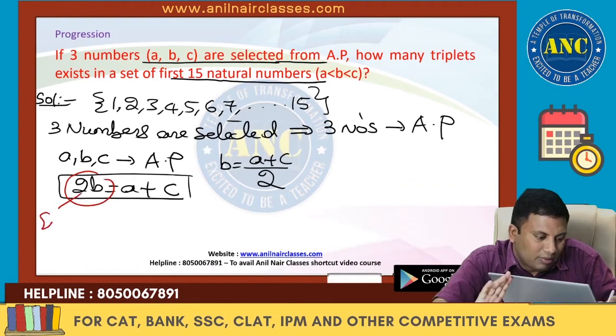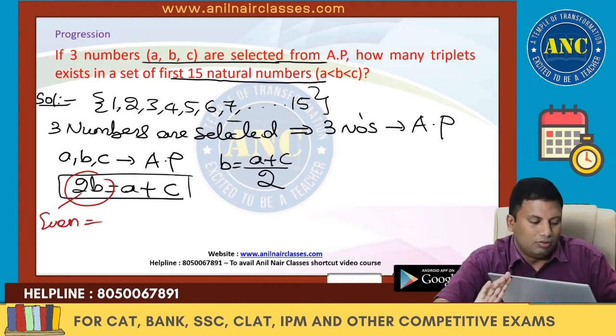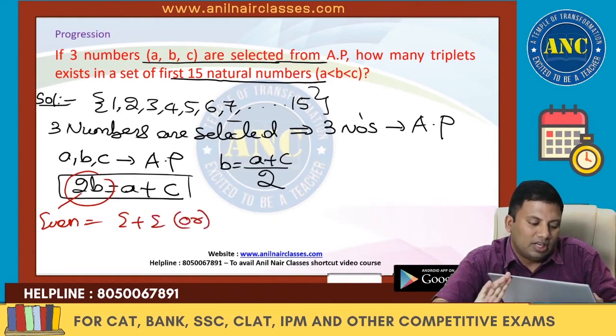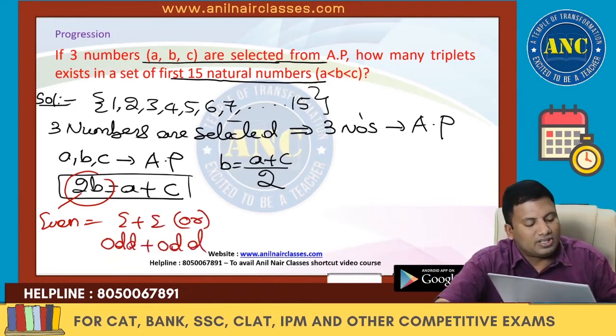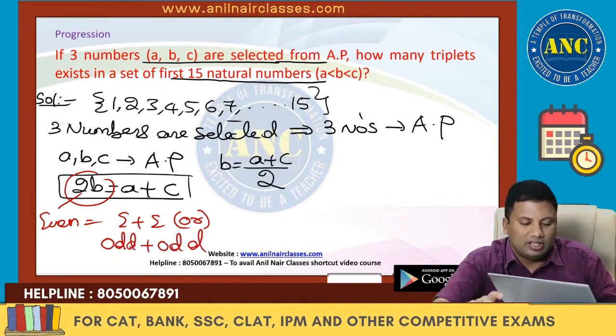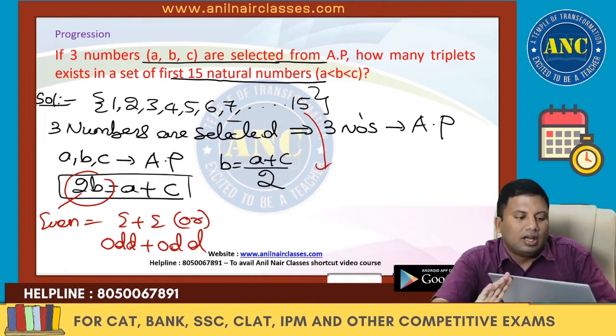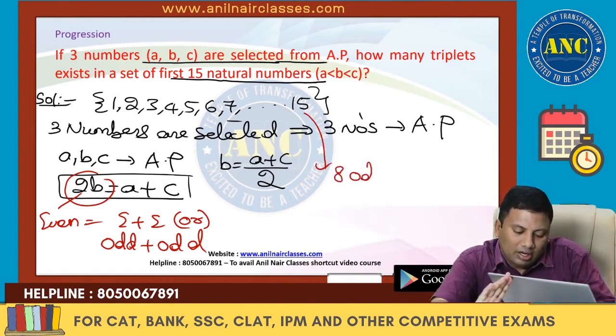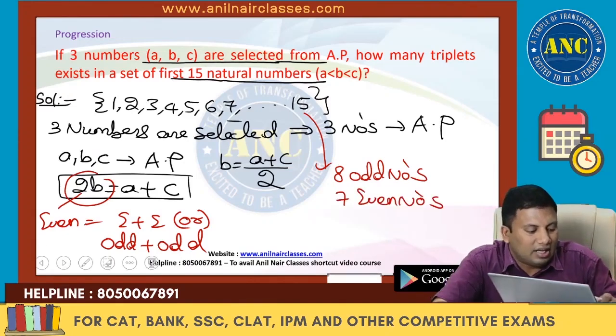2B is an even number. Even is possible because even plus even is even, or odd plus odd is also even. From the first 15 natural numbers, there are 8 odd numbers and 7 even numbers.